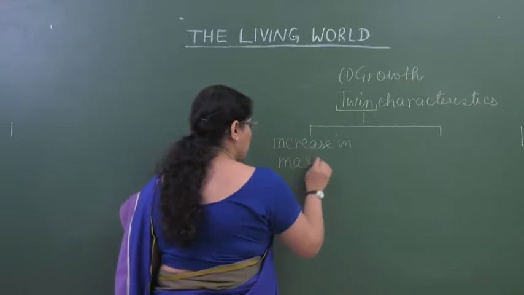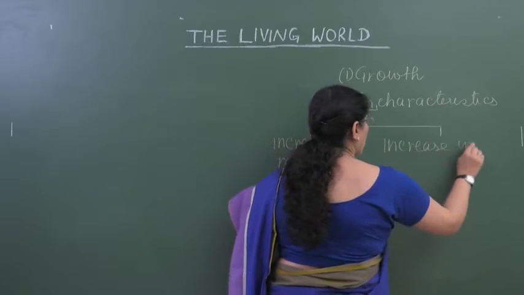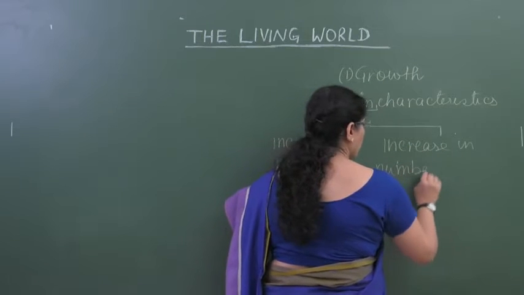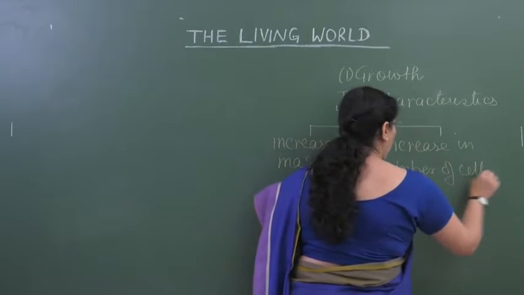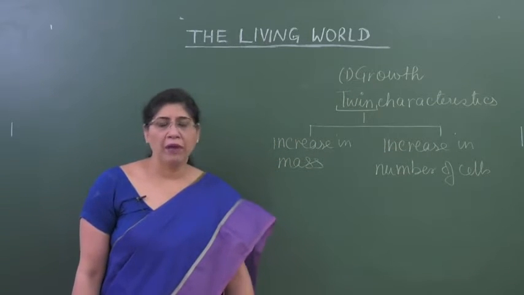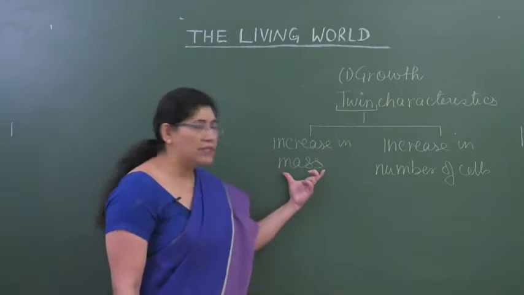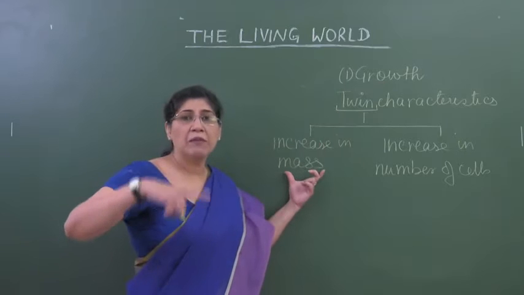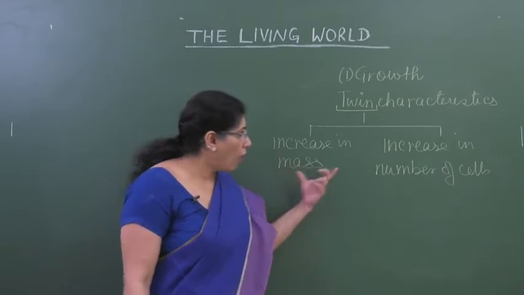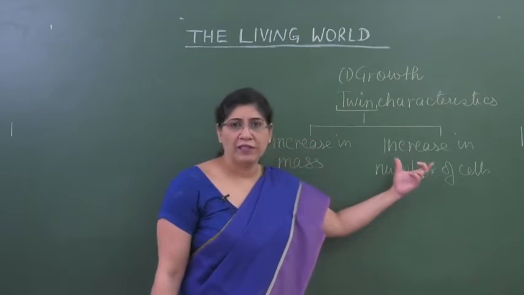Increase in mass and increase in number of cells. So how do I identify growth? मैं growth को कैसे देखूं? Growth can be identified on the basis of if there is increase in mass of the organism or individual, or if I can see increase in the number of cells.